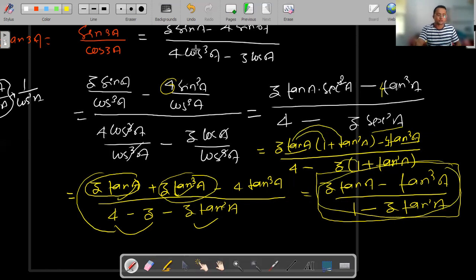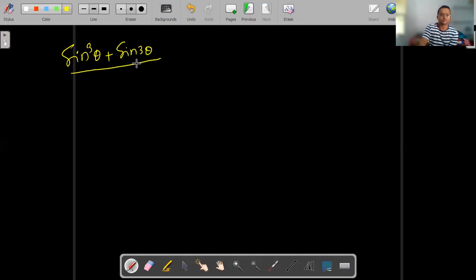Now you see, one question we will discuss. Tell me: sine cube theta plus sine 3 theta, divided by cos cube theta minus cos 3 theta, is equal to what?